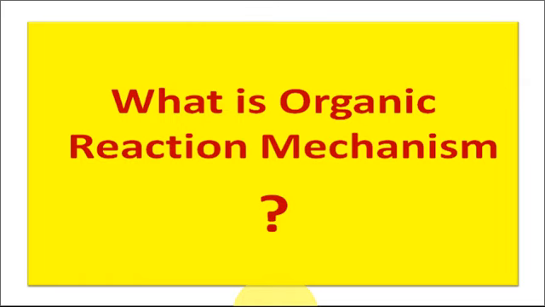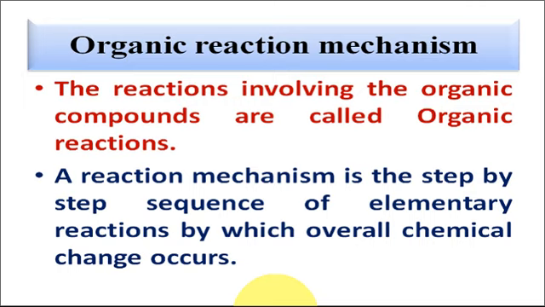Now, let us begin with what is organic reaction mechanism. Before going to the reaction mechanism, we must know what organic reactions are. Organic reactions are reactions which involve organic compounds. What is an organic compound? An organic compound is a compound which contains carbon atoms. So, the reactions which involve organic compounds are known as organic reactions.